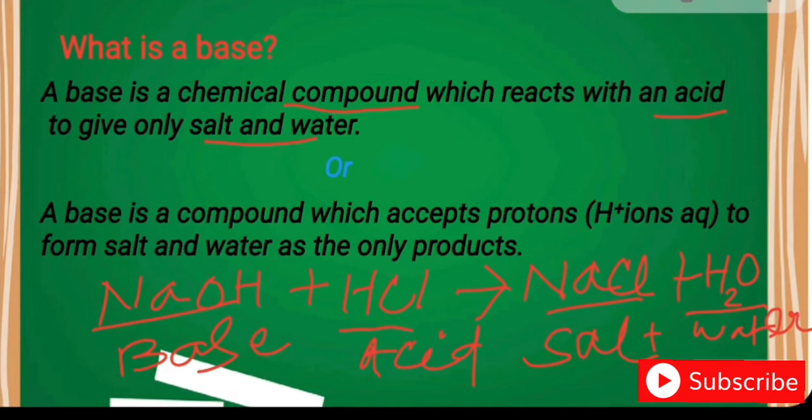Now what is another definition of the base, children? The another definition of the base is a compound which accepts protons to form salt and water as the only product. So here in NaOH, the OH of the sodium hydroxide accepts the H plus ion from the acid and you can get the water. So base is a compound which accepts the proton to form salt and water as the only product. So this is the definition of the base. I think the definition of the base is clear to you.